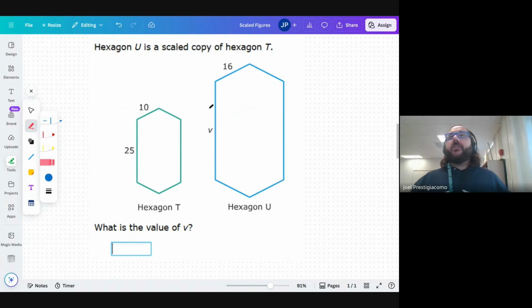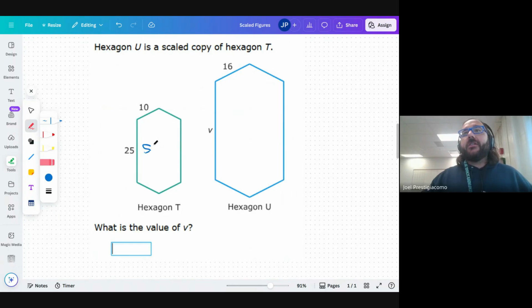Okay, so let's look at this. So hexagon U is a scaled copy of hexagon T. So this is the start.